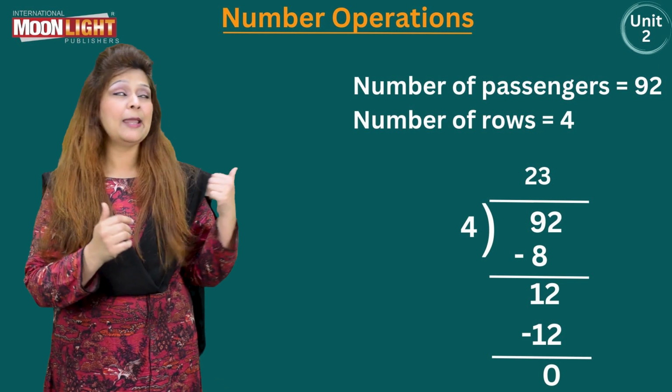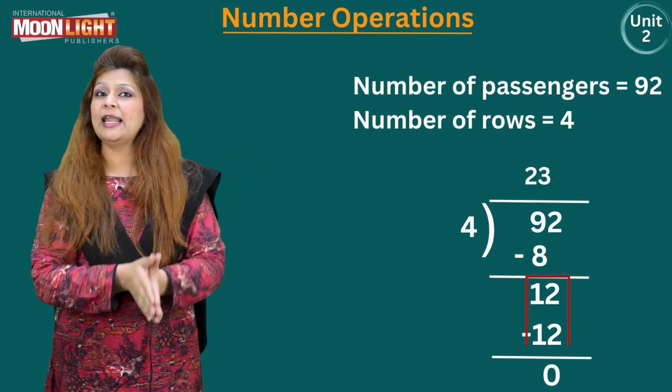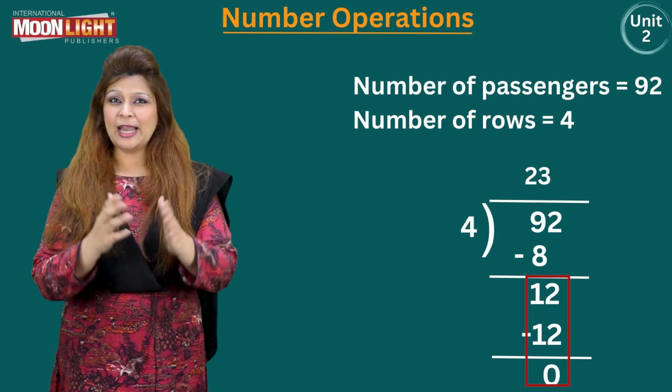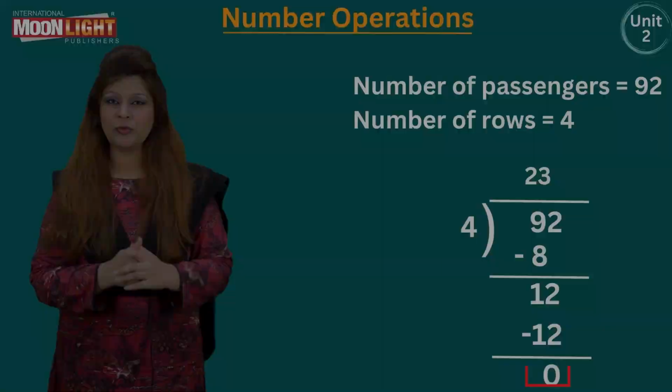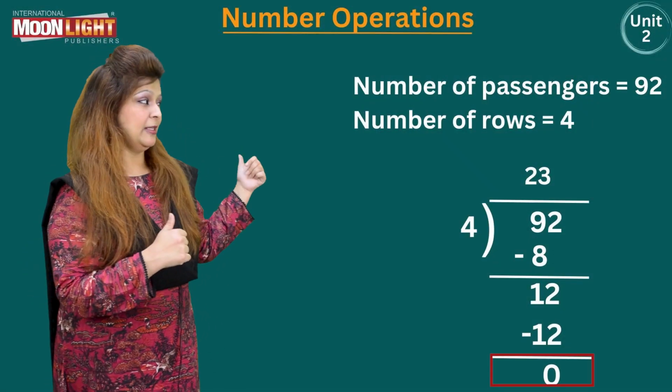For that, again I'm going to write a subtraction sign, then draw a straight line, and then do the subtraction. You know that 12 minus 12 is 0. That means that I got the remainder 0. I have divided the dividend equally, meaning that I have 0 remainder.